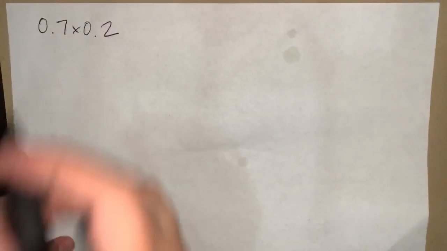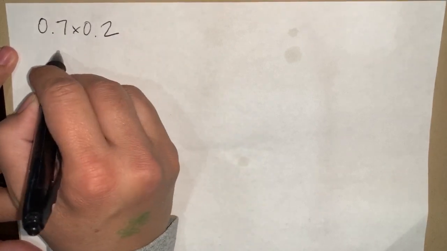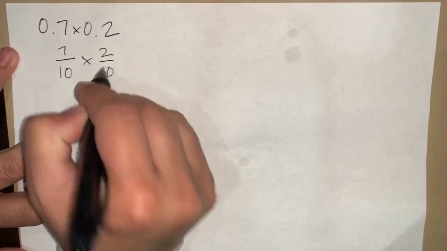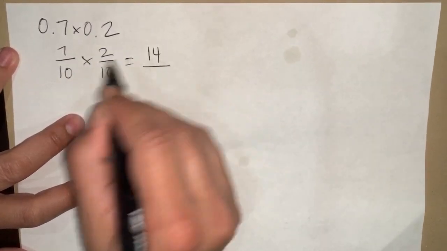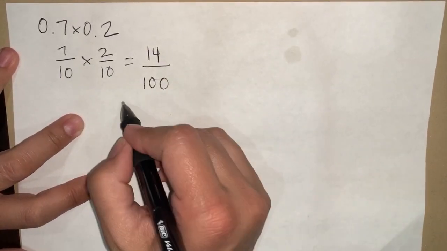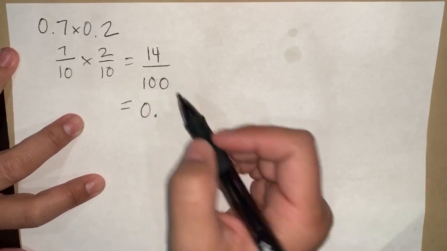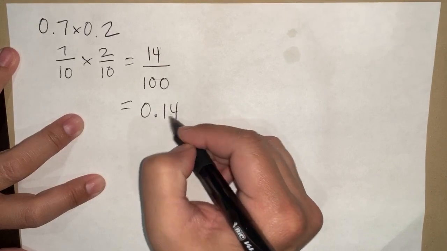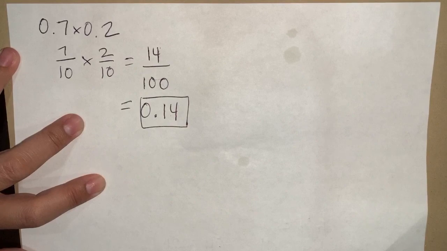All right, next problem will be 7/10 times 2/10. Again, you're going to write it out as a fraction, so 7/10 times 2/10, and remember you multiply straight across. 7 times 2 is 14, 10 times 10 is 100. So this gives us 14/100ths, and then in decimal form, the 4, remember the last number, will be in the hundredths place. So 0.14 is 14/100ths in decimal form.